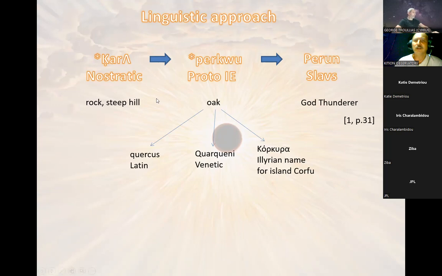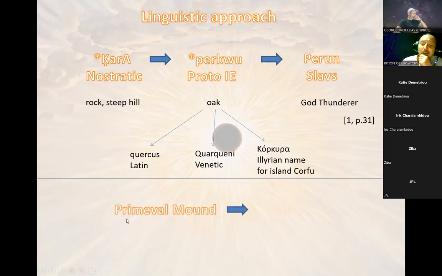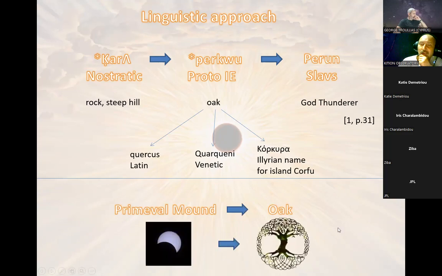Well, but what do we have now? Primeval mound was the steep hill. And if it is a steep hill, this word which came from rock, stone, steep hill, brought to the next word, oak. So it means that there could be a transformation of primeval mound into oak.